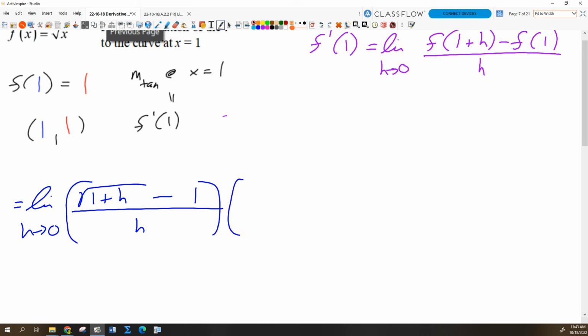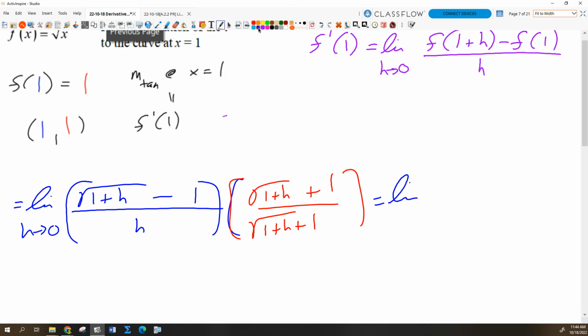I would just multiply top and bottom by the square root of 1 plus h plus 1, which is going to give me, you tell me, what's the limit going to be on top? Minus 1 over h times the square root of 1 plus h plus 1.